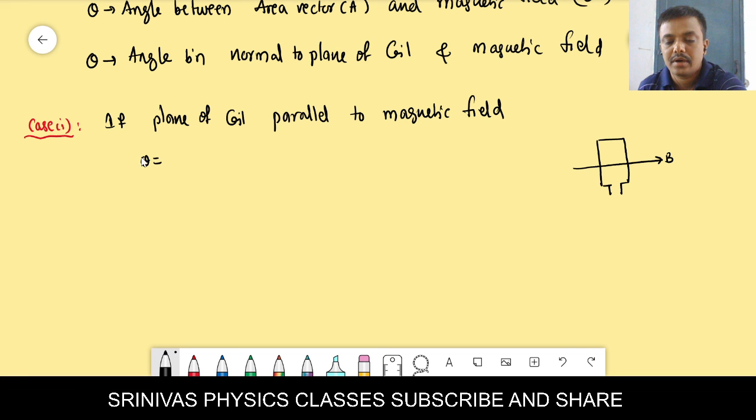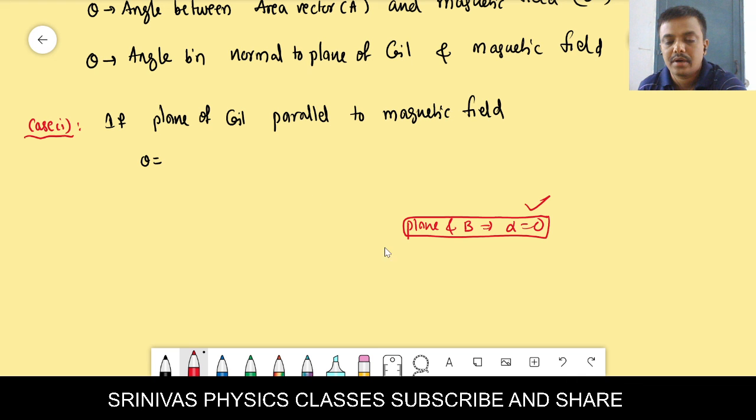Actually, the angle we have to take is between the normal to the plane of the coil and the field. The plane of the coil is like this, and the field is also like this. Right? If the plane of the coil is parallel to the magnetic field, the angle between the plane and the field is 0. But here they are not asking about the plane and the field. They give theta as the angle between the normal to the plane of the coil and the field.